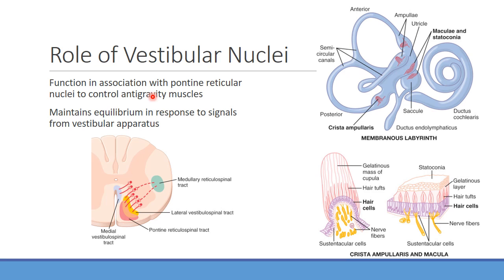So this is where this comes into play pretty significantly. Again, it maintains our equilibrium in response to signals from the vestibular apparatus. So you guys remember this thing? Yep. So what does, say, the utricle do for us? Yeah, kind of like horizontal acceleration, right? So we're moving forward or backward. You can tell the difference there versus the saccule, which is better for up-down acceleration.